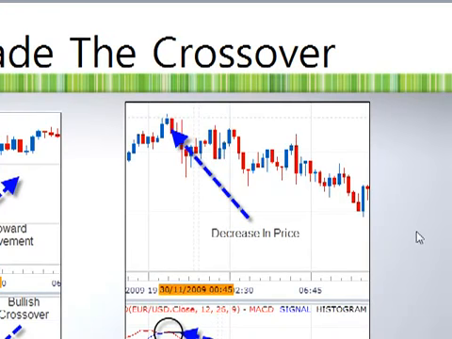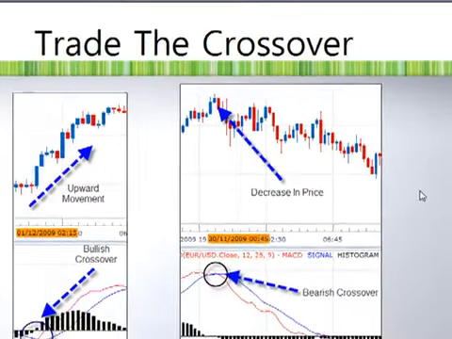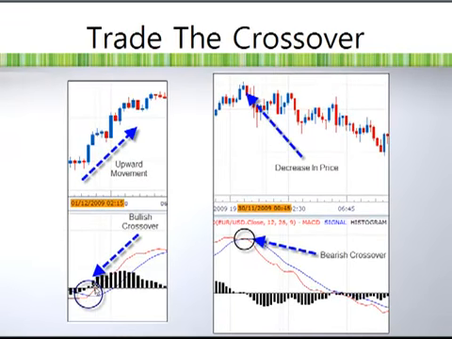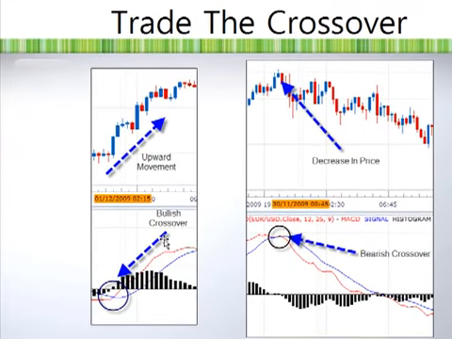I understand that the readers of my blog tell me that their MACD indicator in the MT4 does not have two lines. They basically have only one line, the MACD line. So how can they tell the crossover?